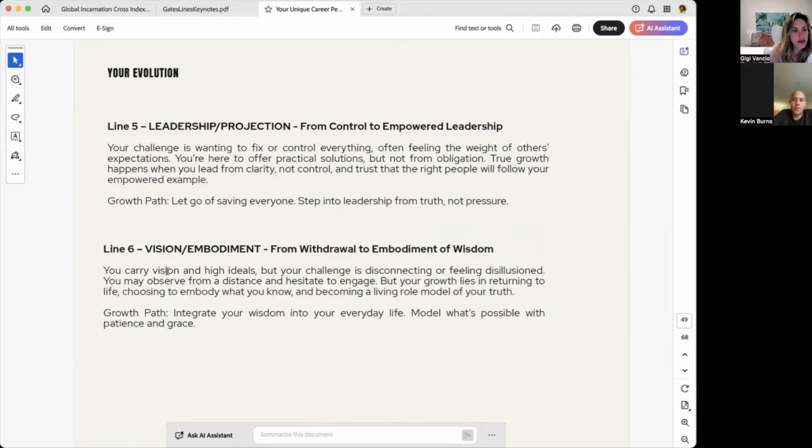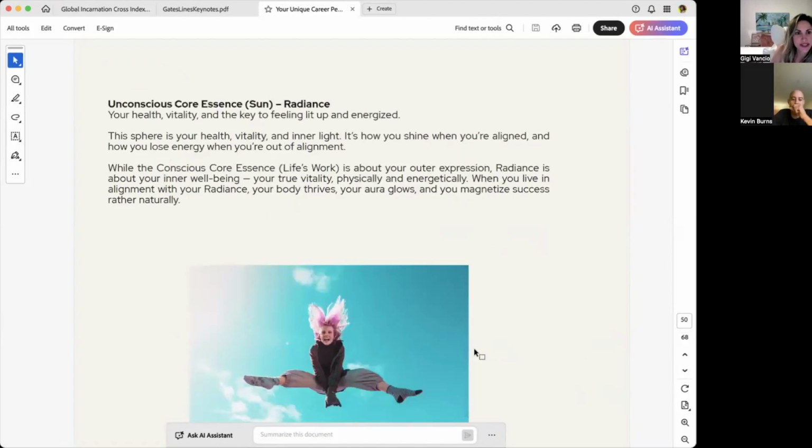Okay, and then I don't think we said line 6. Line 6 is the vision embodiment, from withdrawal to embodiment of wisdom. Line 6 carries vision and high ideals, but the challenge is disconnecting or feeling disillusioned. Line 6 may observe from a distance and hesitate to engage, but the growth lies in returning to life, choosing to embody what you know, and becoming a living role model of your truth. The growth path is to integrate your wisdom into everyday life and model what's possible with patience and grace. So that is the evolution.